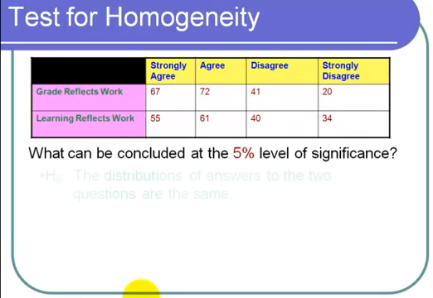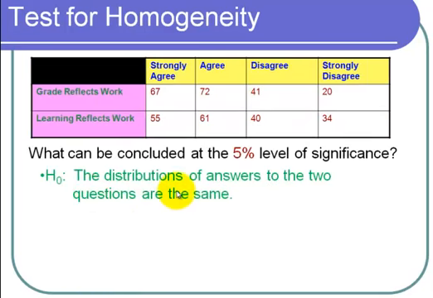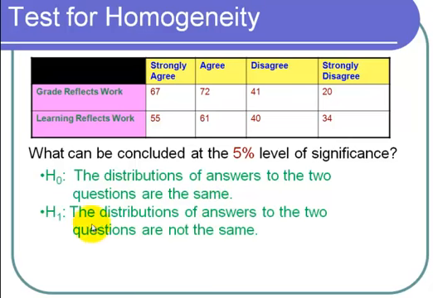So first, the null hypothesis is the distributions of the answers to the two questions are the same. And the alternative hypothesis is the distributions of the answers to the two questions are not the same. So we're going to go to the calculator and we're going to do just like what we did for independence. Notice the H0 and H1 are very different, but the calculations will be identical.